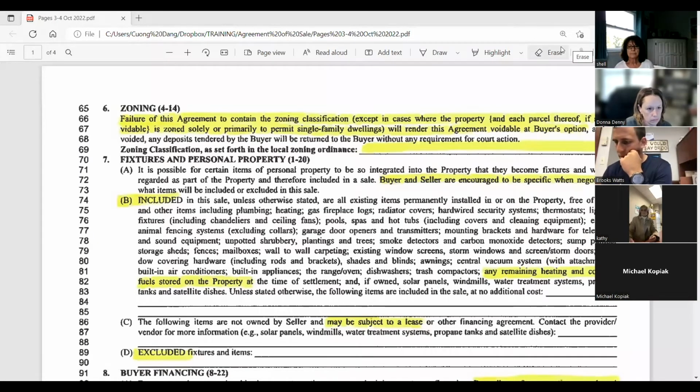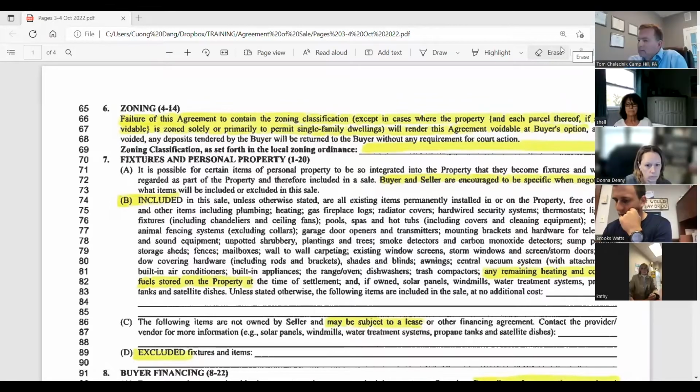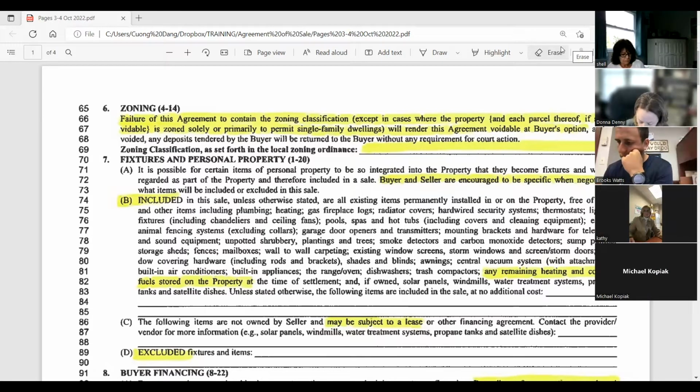Okay, we're gonna continue going over the agreement of sale with pages 3 and 4. We're gonna cheat over to 5 a little bit to make sure we cover all of the financing and mortgage contingencies here. But page 3, right at the top, zoning. Failure of this agreement to contain the zoning classification, except in cases where the property and each parcel thereof, if subdividable, is zoned solely or primarily to permit single-family dwelling, will render this agreement voidable at buyer's option. And if voided, the buyer gets the deposit money back.